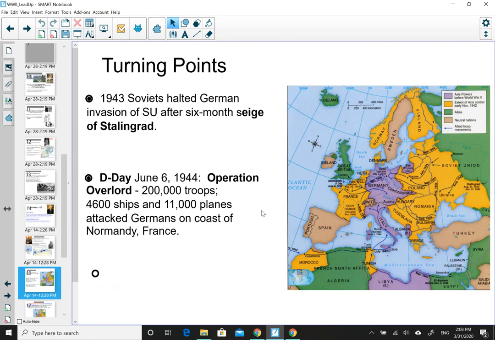4,600 ships and 11,000 planes attacked the German positions on the coast. Here's another film note, Saving Private Ryan. It has the best depiction of the landing at Normandy of any World War II film.